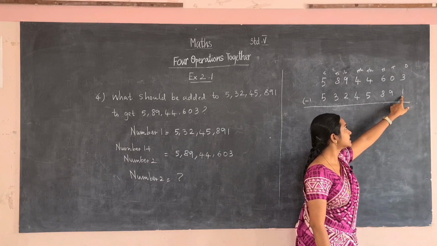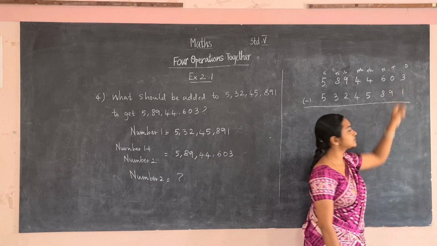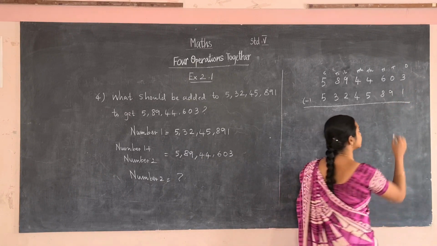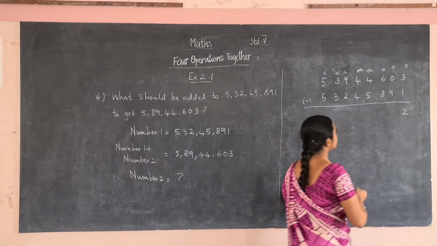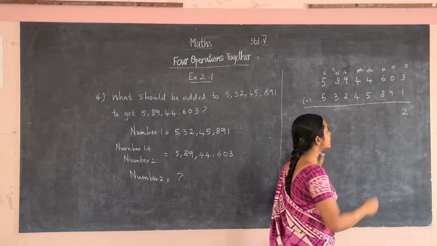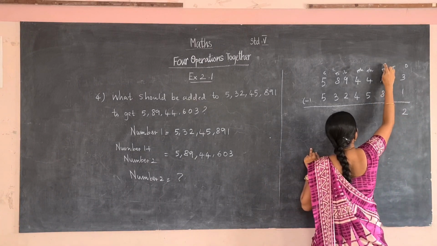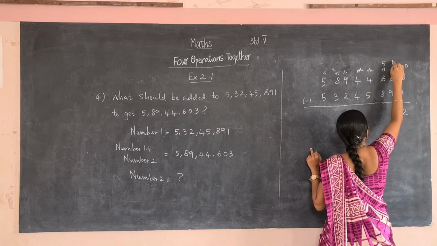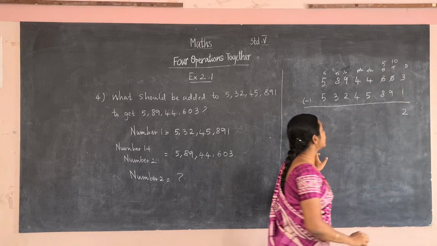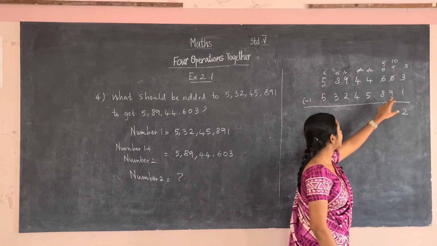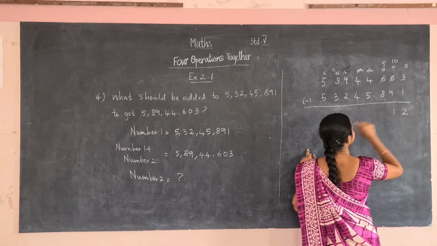After 1, start counting until you reach 3. It will be 2 and 3. So the answer is 2. We cannot subtract 9 from 0. So borrow 1 from 6. So 6 will become 5 and 0 will become 10. So 10 minus 9 will be 1.